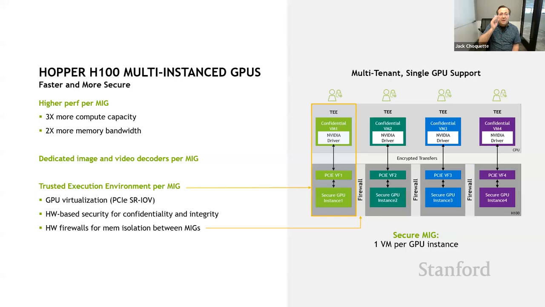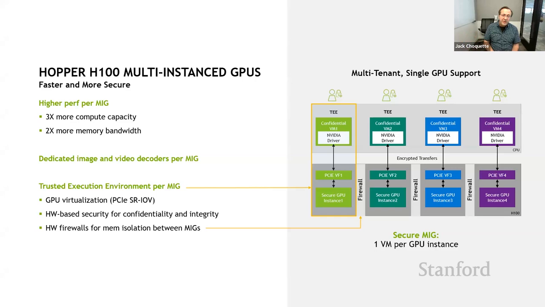And in Hopper H100, we made several improvements to our MIG technology. It provides 3 times more compute capacity per MIG than A100 and roughly twice more memory bandwidth per MIG. We added dedicated image and video decoder engines to our GPU instance. These are very important for our AI inferencing customers to do a lot of image and video processing. It's not just about the AI, but a lot about the image processing and video processing you need to do in order to do the AI.